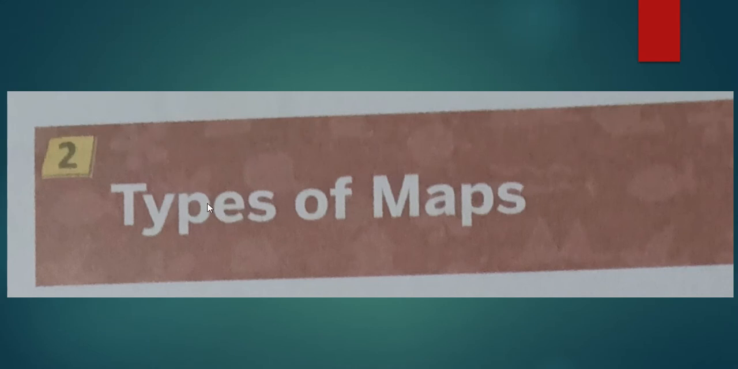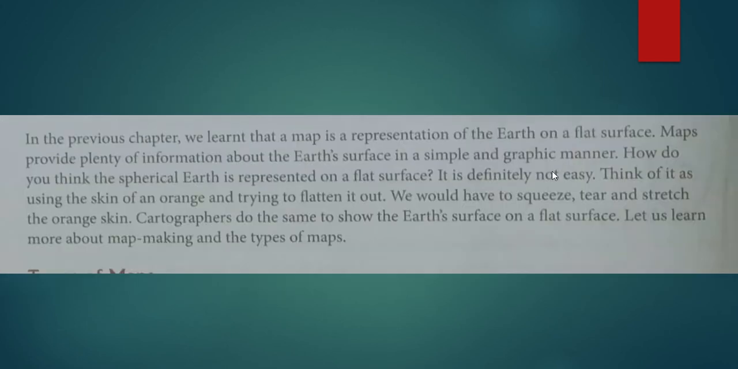The name of the lesson, as you can see on the screen, is types of map. We have already done it in the Google Classroom, so let's do a quick recap of the lesson. As you can see in the picture on your screen, it is written that in the previous chapter we learned that a map is a representation of the Earth on a flat surface.